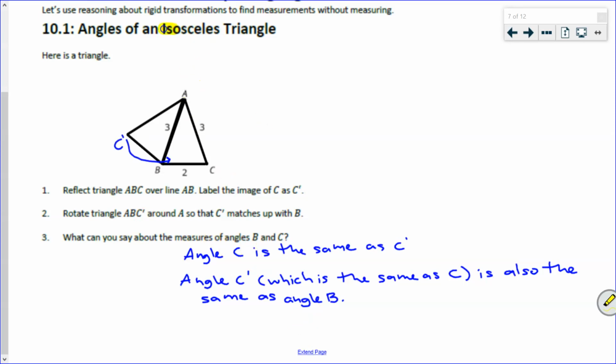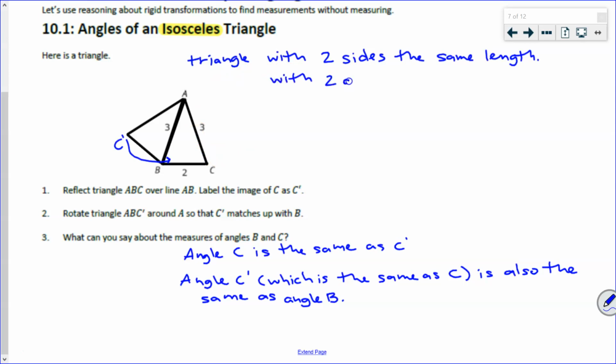It says angles of an isosceles triangle. Just a quick review from previous grades. An isosceles triangle is a triangle with two sides the same length, which you can see in that image. We have two sides that have the length of 3, but we also were able to show that it's a triangle with two angles the same as well.